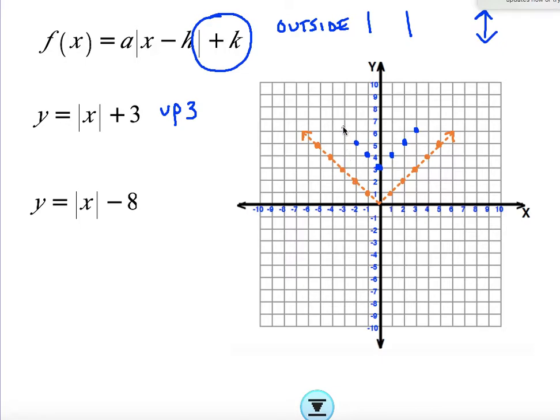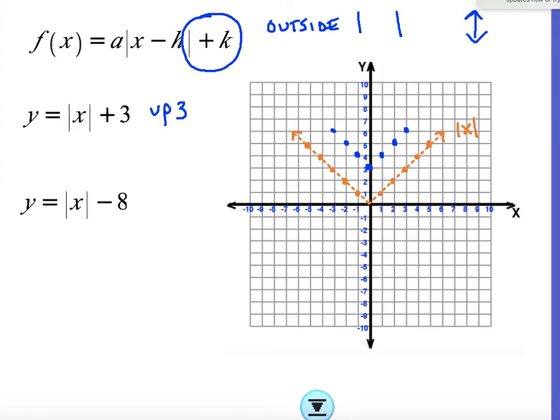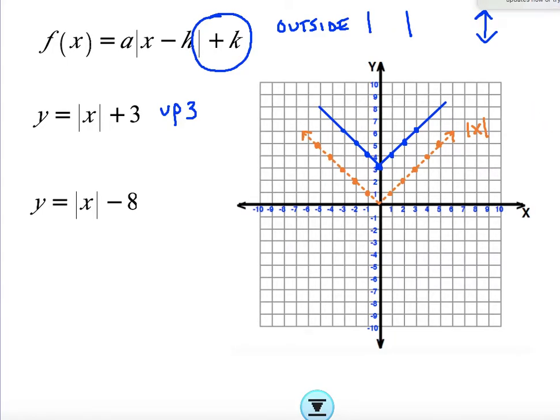Okay, so we're just taking the parent function and we're shifting it. This was the parent function, absolute value of x. We just shifted all of those points up 3. I'm going to connect my dots, put my arrows on the ends, and this is the function, the absolute value of x plus 3.